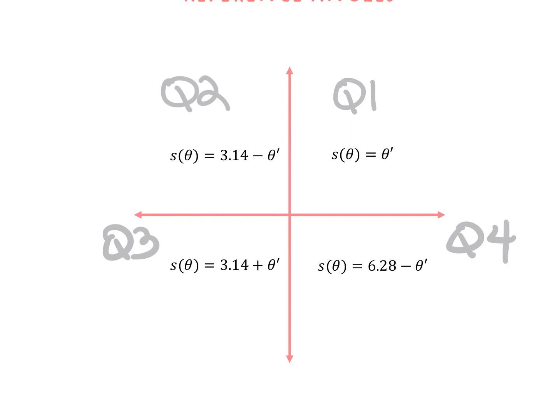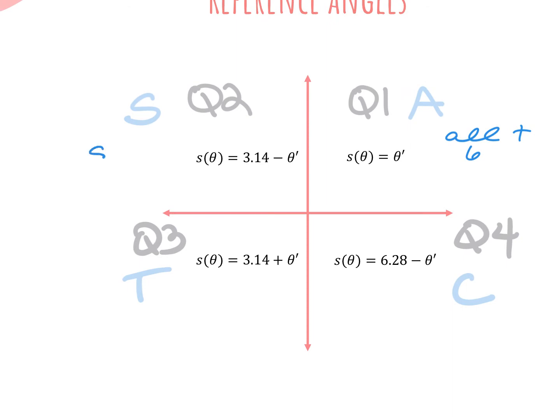Remember, from quadrant 1, if we use our acronym of All Students Take Calculus, remember in quadrant 1, everything, all 6 are positive. In quadrant 2, the only ones that are positive are going to be sine and its reciprocal. In quadrant 3, the T stands for tangent and its reciprocal cotangent. And in quadrant 4, cosine and its reciprocal. These are the ones that are positive. The other 4 in each one of those quadrants would be negative.